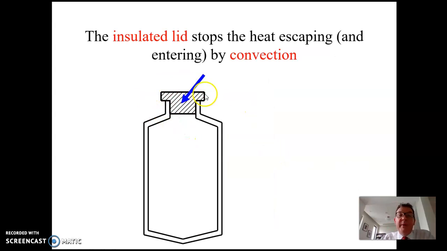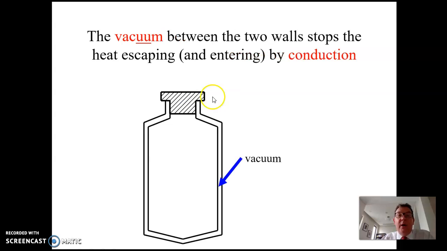Well, first of all, it has an insulated lid. The lid is normally made of plastic or a material that's bad at conducting heat. And of course, that stops any hot air escaping by convection. So in general, the heat cannot escape the flask by convection. Okay, now, the flask, a little bit like the wall of a house, is double-sided. So the wall of the flask has two sides, and in between the wall is a vacuum. The air is sucked out of there. Now, of course, that means that heat cannot escape by conduction, because there are no particles there to vibrate together.